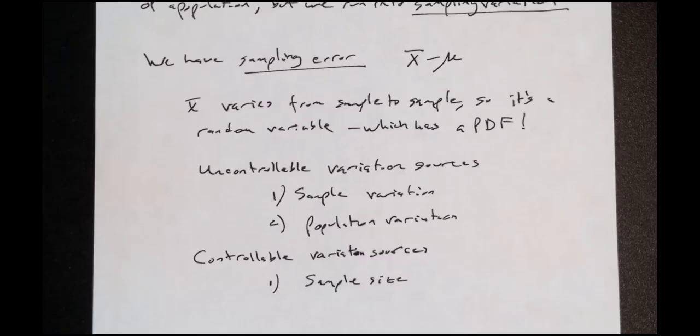But I can control my sample size by choosing how many people to survey or how many objects to pull off my production line to run tests on. I can control that. That's why it's a source of controllable variation.